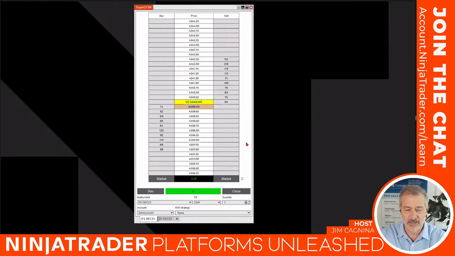Now, the bottom column here shows what your P&L is. And you can display it in a lot of different ways. You could display it in points or dollars or ticks. You just click on it, just click at the bottom. It will change that display to whatever format you want to see as your trade is open. This is an open trade, so it's not going to say flat. It's not going to say anything. It's going to say the number.